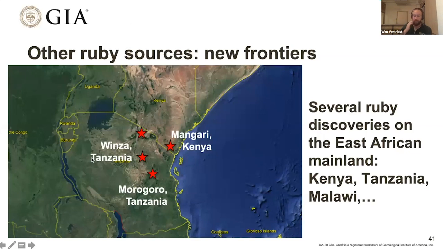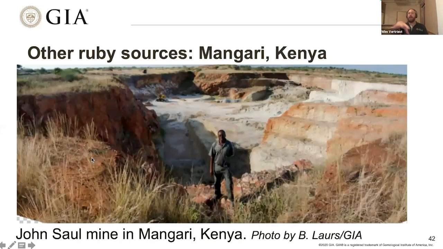So if we look at Mangari, Kenya, this is the mining pit. You can see it's in the middle of the savannah, a beautiful stretched out landscape, but it's actually a pretty big mine where people are mining a hard rock deposit. You can see this guy standing here in the middle, but in the back, you can see some really heavy equipment. This is a full-scale excavator. That gives you an idea of the size of this pit where people were mining.